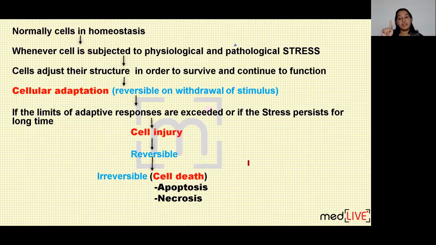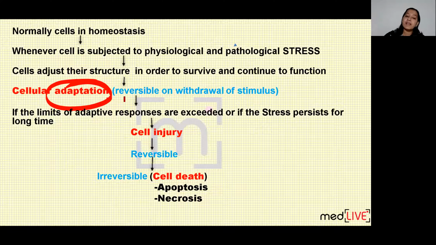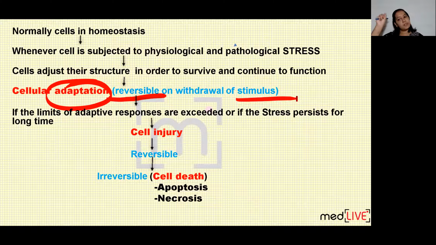The first thing the cell does, whenever a stress comes to the cell, is adaptation. There are 5 types of adaptation we have already discussed in the last lecture. What are the 5 types of adaptations? Hypertrophy, hyperplasia, atrophy, dysplasia, metaplasia. The 5 types of adaptation. These are always reversible. Whenever the stress is removed, the stress is withdrawn, the cell will remove the adaptation and come to its normal structure. That is known as cellular adaptation.